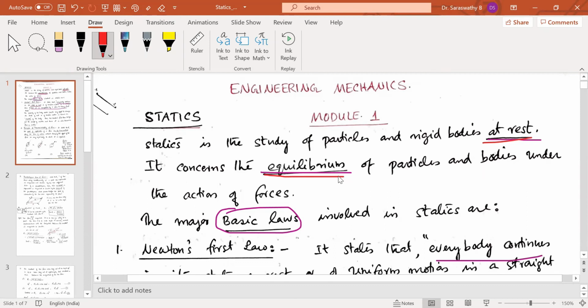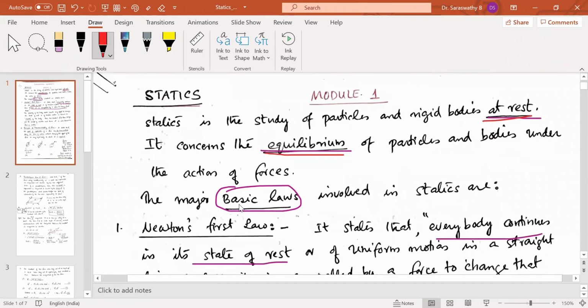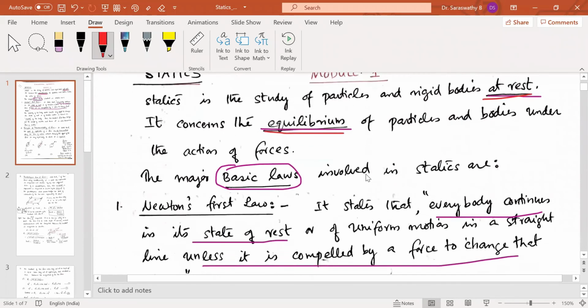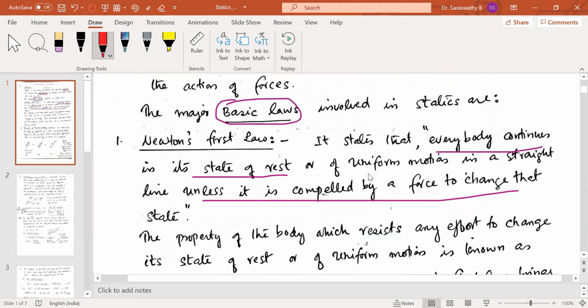under the action of forces. Now, the basic laws which are involved in statics, you have already studied in your previous undergraduate classes, that is either in your plus 2 class or in your higher secondary. We'll be having a review of that, and these laws will be utilized for solving the numerical examples in statics. Of that, the first one is Newton's first law.